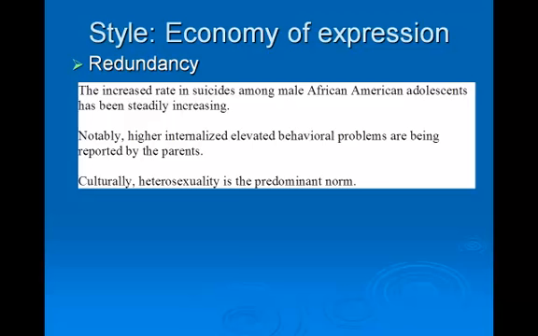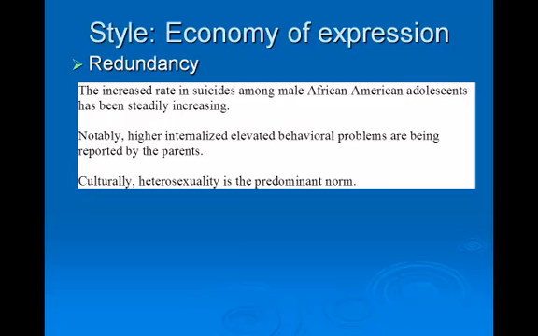So the increased rate, and I take out adverbs, has been increasing. How can an increased rate have been increasing? You're saying the same thing. It's an increased rate, or the rate has been increasing, but not both. It's the same idea twice, right?